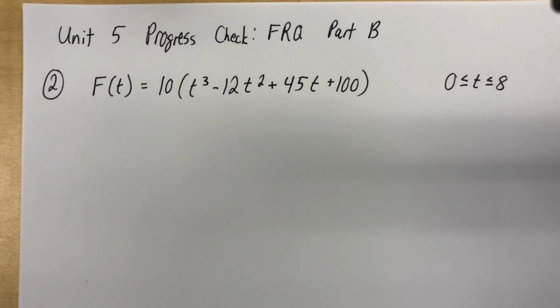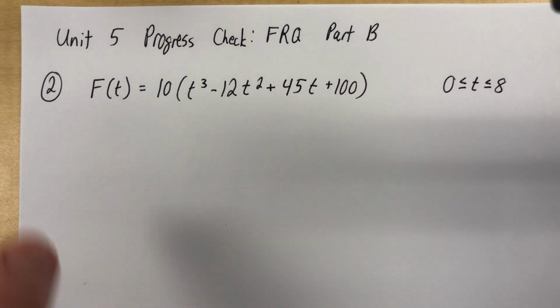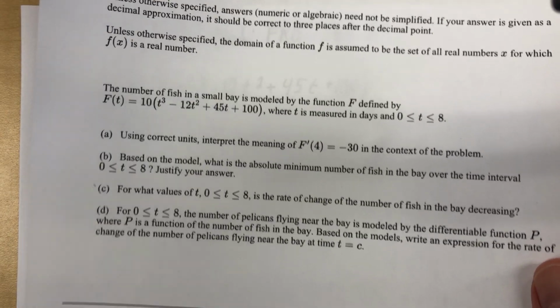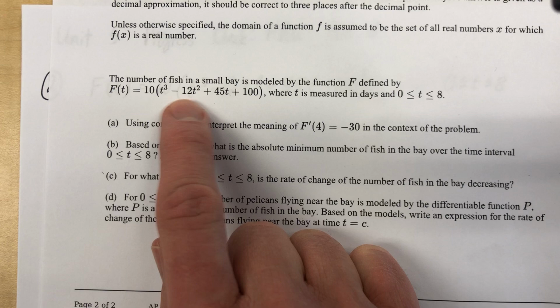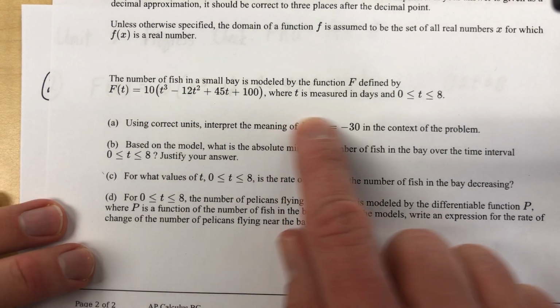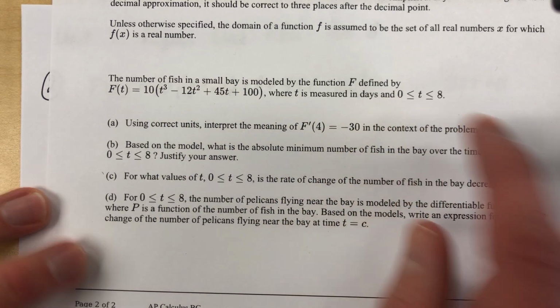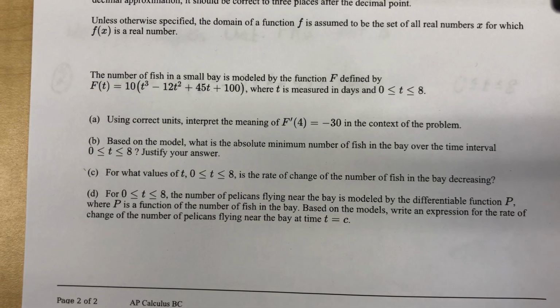Let's do Unit 5 progress check for free response questions, Part B, number 2. It says the number of fish in a small bay is modeled by this function f, defined by this. I've written it on the paper already. t is measured in days, and we are dealing with the interval from 0 to 8 days. So that's going to be good to know as we move forward.